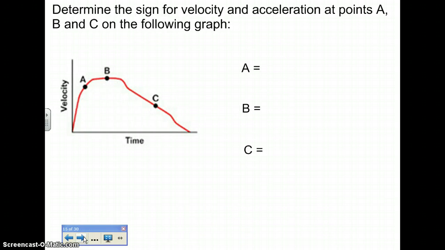All right, determine the sign of velocity and acceleration at points A, B, C on the following graph. So let's kind of pretend like we are driving in a car right now. So we're going to break this into 3 different sections here. Okay, so let's say at this part right here, you are clearly speeding up, right? Your velocity numbers are increasing, and they're increasing a lot in a short amount of time. Agreed? So let's say that this is like an entrance ramp to the highway.